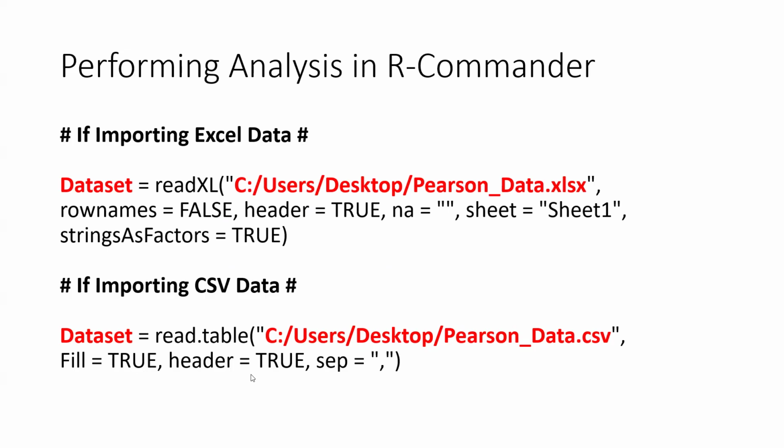Header equals true is informing R, just as it was in this case, that the top row within the data that we are importing corresponds to variable names. And sep equals, in quotations, comma, is telling R that we're working with comma-separated values. Our data is separated by commas. And this data that we're going to be working with is in a comma-separated format, and it's in the video description below, along with all of this code.